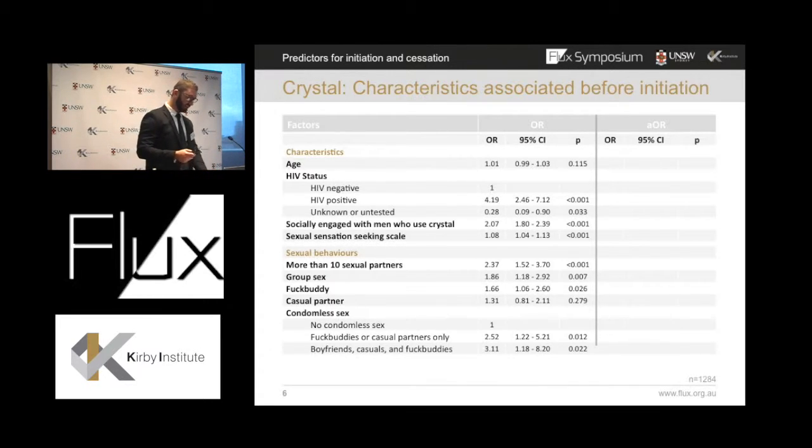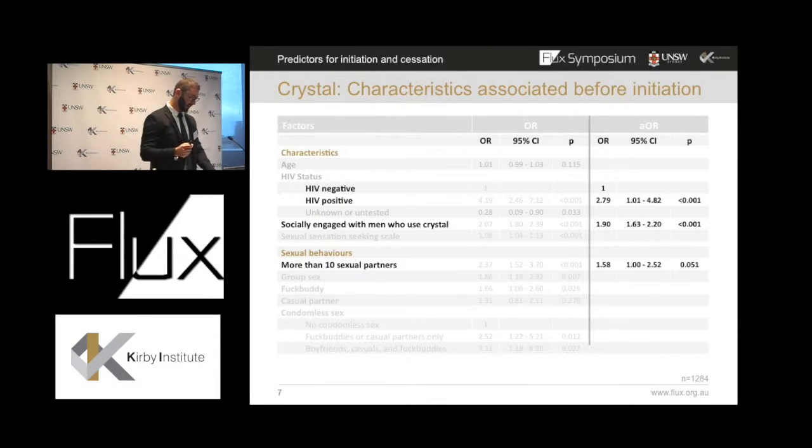After running the Cox regression, we see that men who are more socially engaged with other gay men who use crystal, have more sexual partners and are HIV positive, were more likely to initiate crystal compared to those who have never started. Again, comparing it back to my last presentation on recent crystal use, those high-risk behaviours that were present among those who were using were also present in the final model of initiation. That is, men who commenced using crystal were also engaged in high-risk behaviours prior to their initiation, and were part of friendship networks of gay men who used crystal.